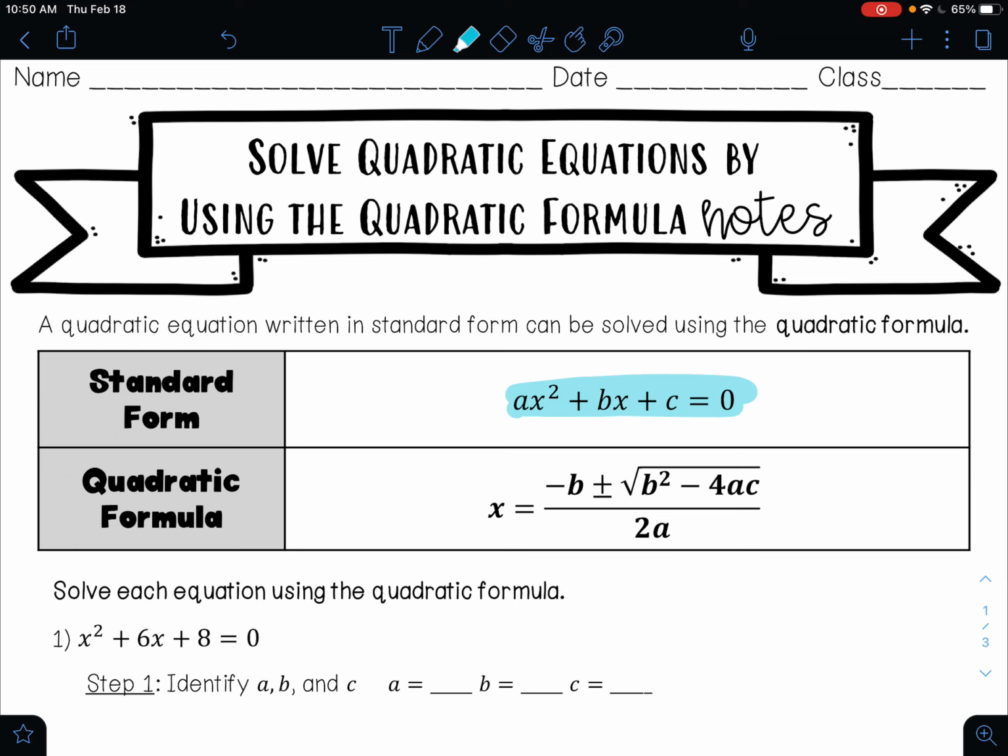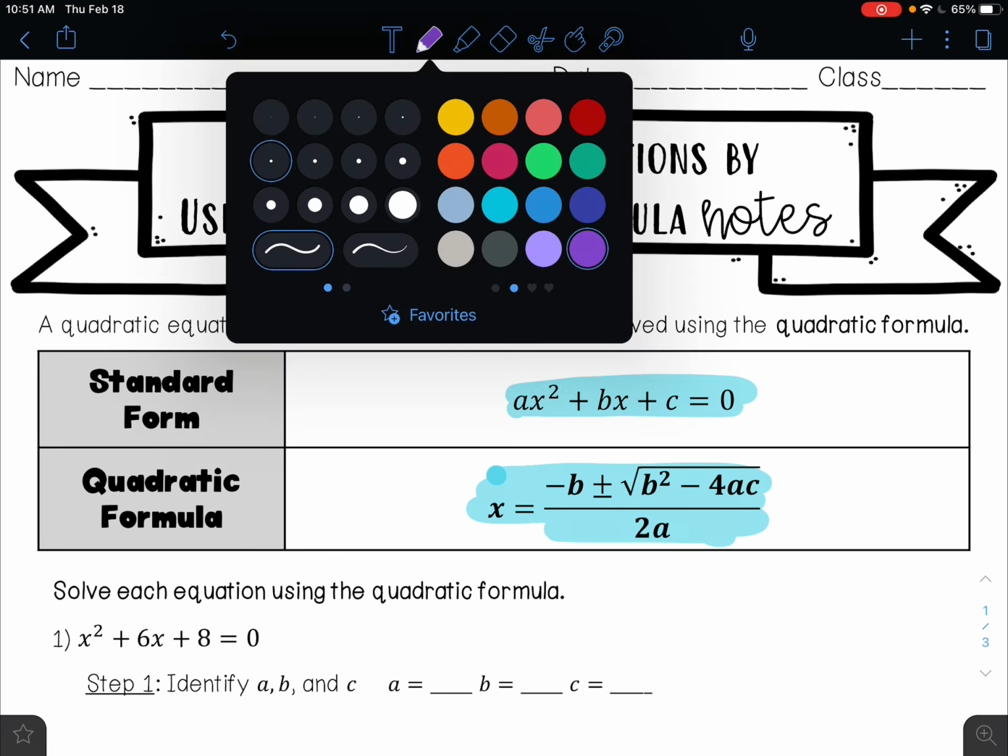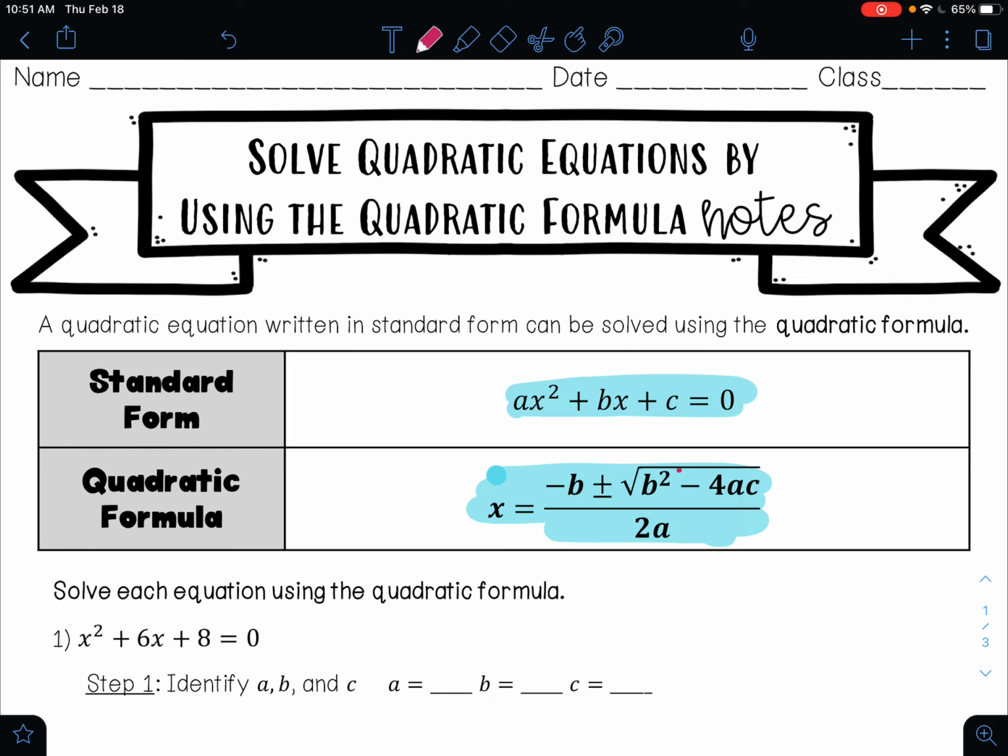The quadratic formula is x equals negative b plus or minus the square root of b squared minus 4ac all over 2a. And hopefully this part right here looks a little familiar to you. B squared minus 4ac, the part underneath the square root symbol, is the discriminant. And so we're going to be using that to help us as we're going through and using the quadratic formula.